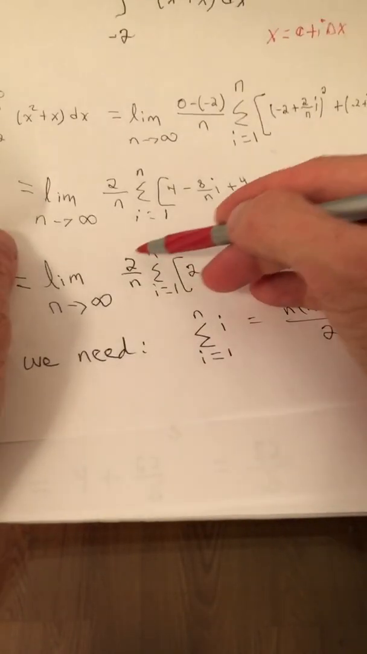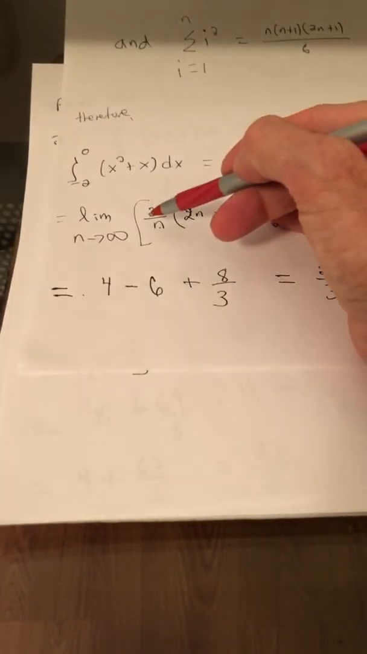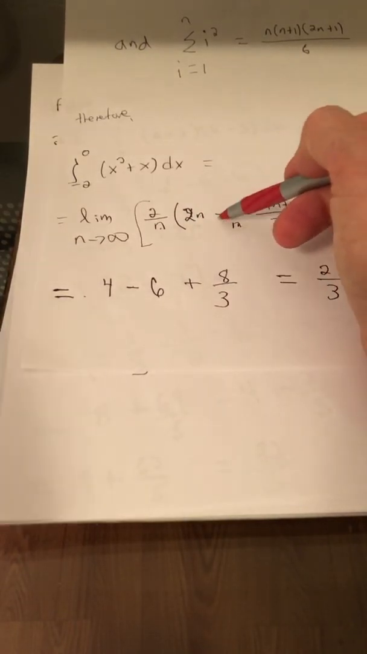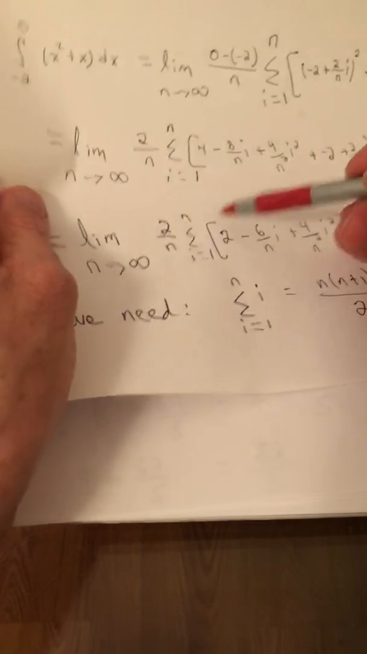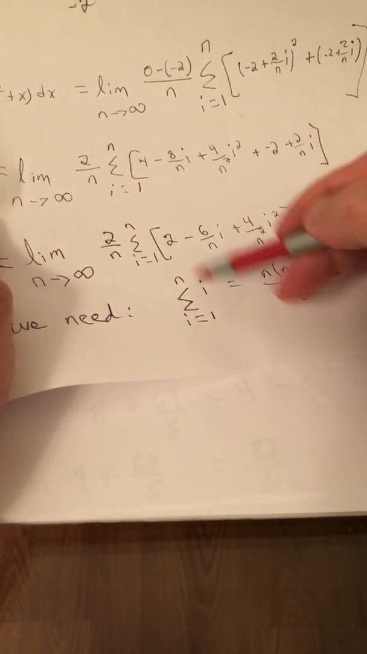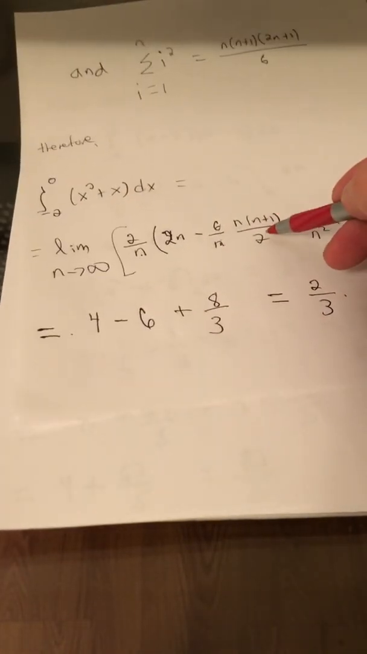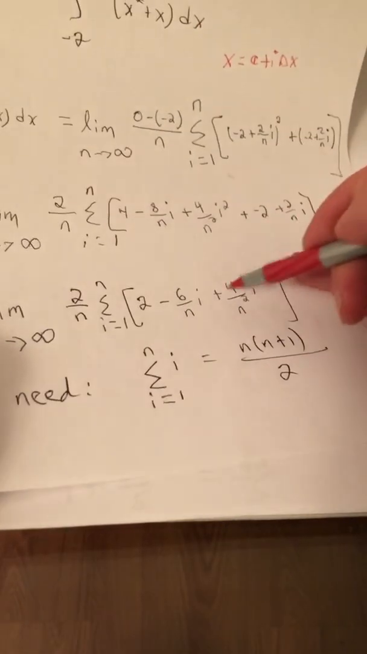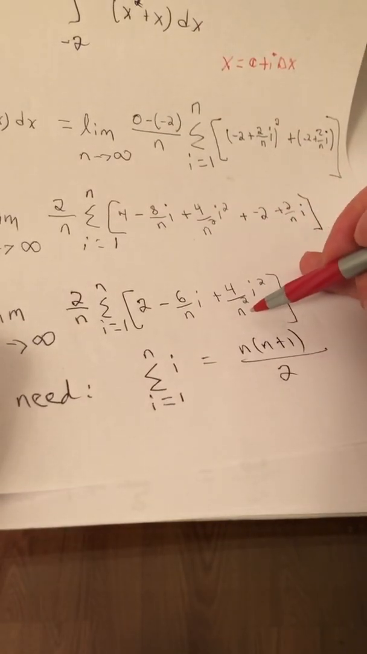So this 2 over n is still factored out here. As we just said, 2n minus 6 over n. I'm using this formula: the summation of i from i equal to 1 to n is n times (n plus 1) over 2. That's where this is coming from. And then we have 4 over n squared times the summation of i squared.